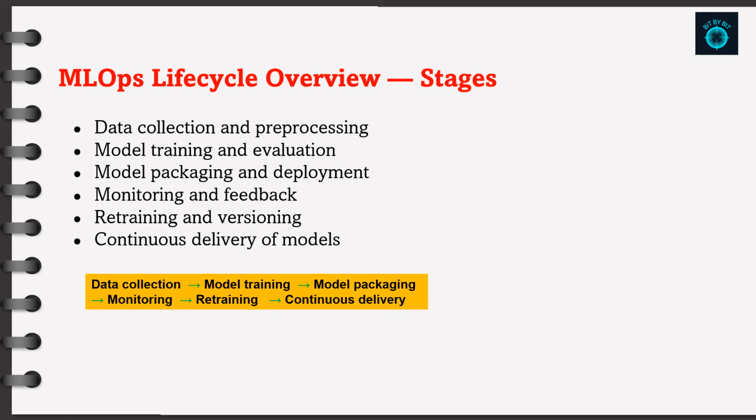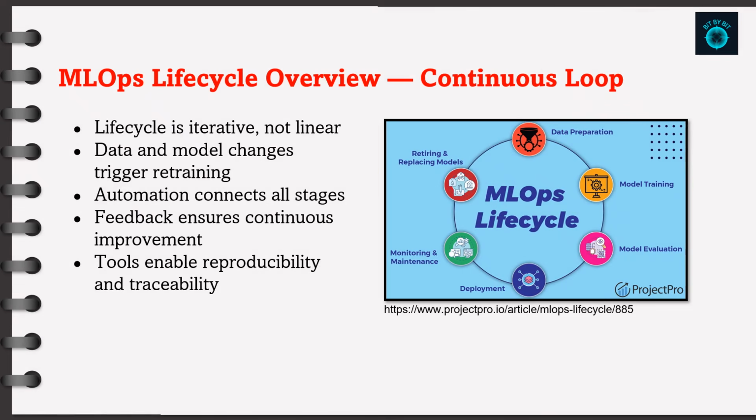Finally, all these steps work together to enable continuous delivery of models, ensuring that the system always runs the best version available. MLOps Lifecycle Overview. Continuous Loop. The MLOps lifecycle is not a one-time process. It's a continuous loop. Every time new data arrives, or the business environment changes, models may become outdated. MLOps systems detect this automatically and trigger retraining workflows.